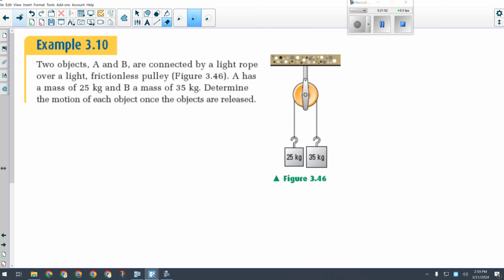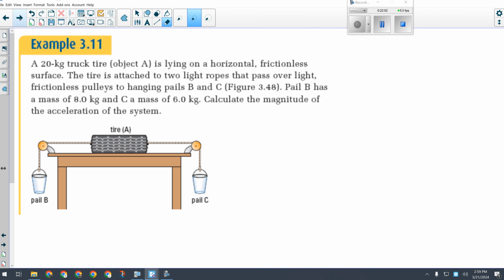Okay, we did one like this yesterday. Did we do this one? No, we did one like that. I just made one up, didn't I? Okay, try this one. That's a good one.